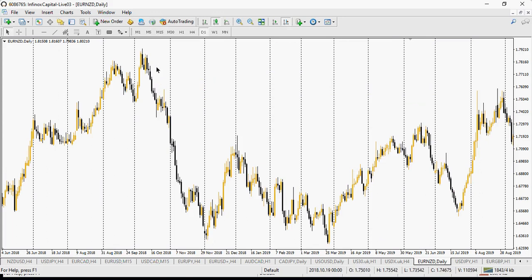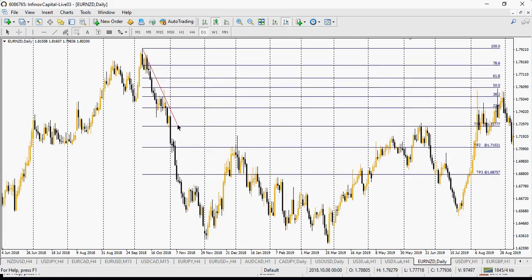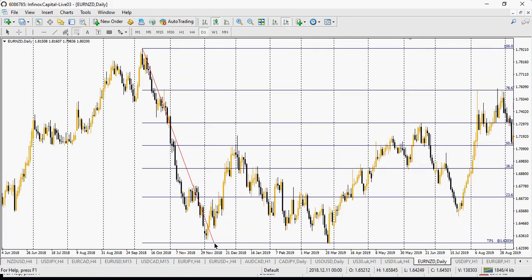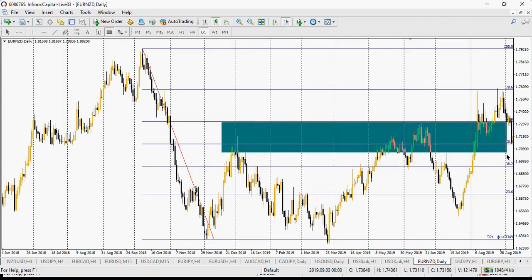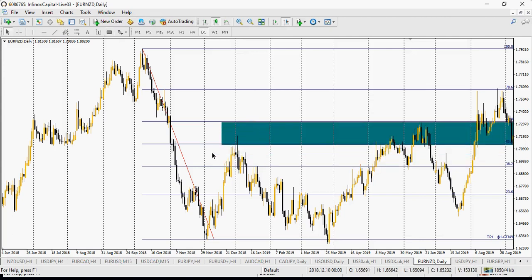Okay, now from here, let's take this long move, from here down to here. What did the market do? Market pushed up into the golden zone. This golden zone is beautiful. See, this is the golden zone right here. Market came to kiss it and then dropped, took out take profit 1 before going back up.